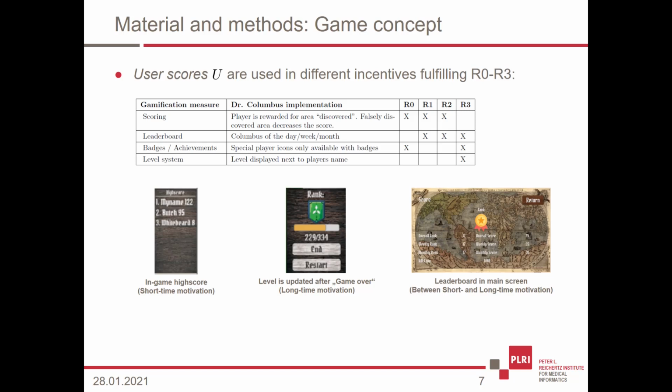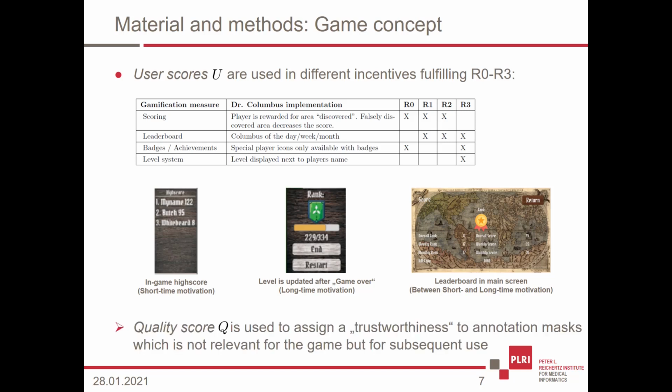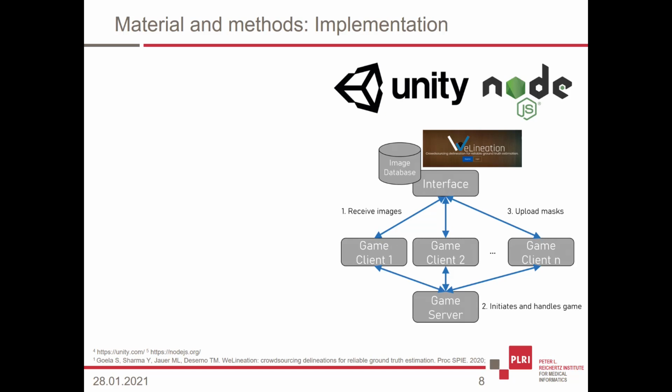Additionally, we have in the menu a leaderboard, which shows the best Columbus of the day, week or month, which is somehow between short and long-time motivation. It allows the new users to gain fast achievements, for example by becoming the Columbus of the day, but also motivates the more long-time players. Finally, the quality score is not directly used within the game, but we use it to assign a trustworthiness to the obtained annotation masks. So let me now give some technical details.